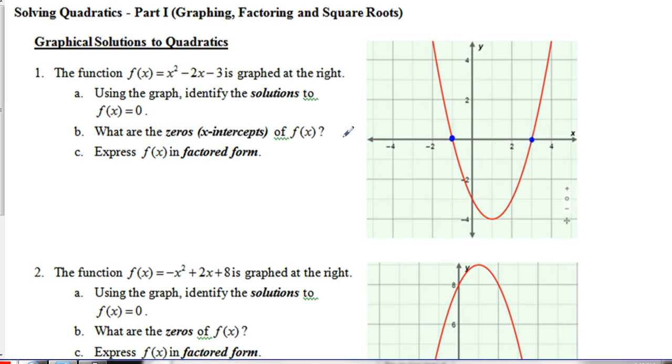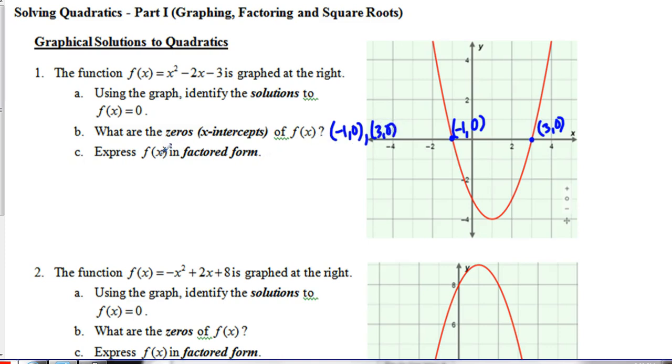Okay? So the zeros of the graph are when x equals -1. That's one x-intercept. The other one is when x equals 3. Okay, so we can identify the zeros or x-intercepts right there: -1 and 3.